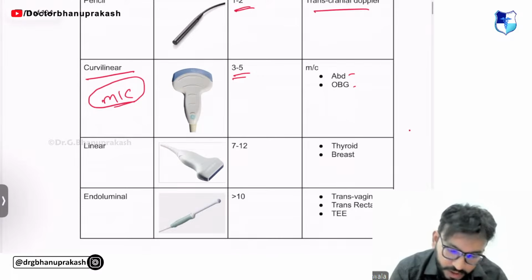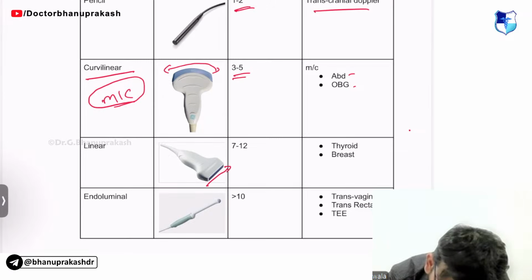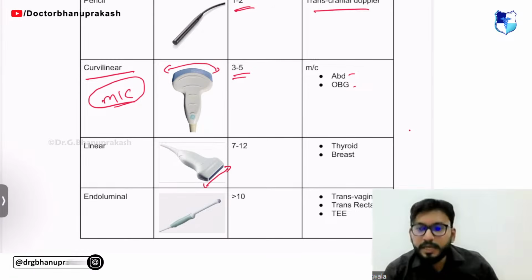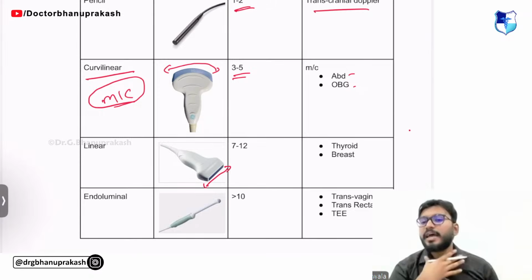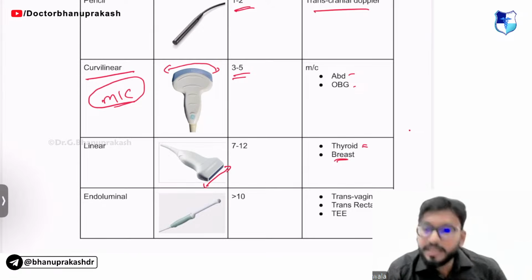The linear probe. See, the curvilinear means there is a curve here. Can you see? The linear probe means there is a straight line at the end of the probe. Linear probe is for superficial structures like thyroid, USG neck, USG thyroid, USG breast. So this is a linear probe.